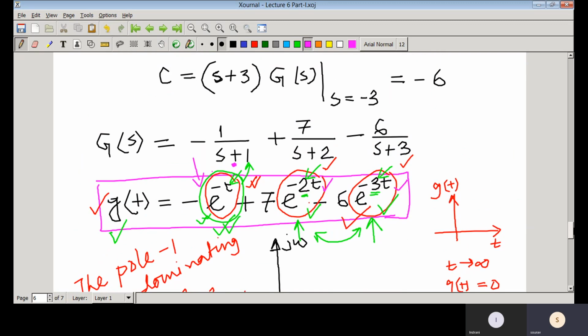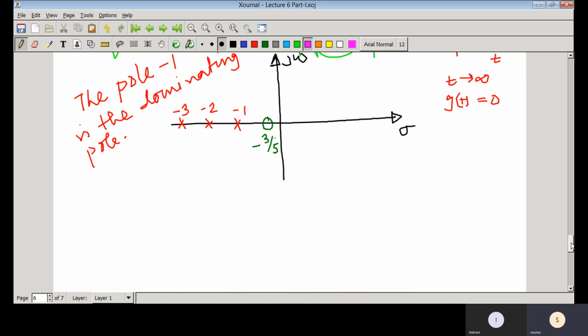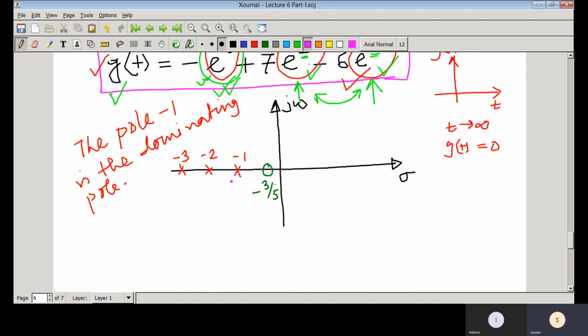That's why in this function, which has three poles, -1, -2 and -3, the pole -1 is the dominating pole. It is the pole which is closer to the origin. The pole which is closer to the origin is called the dominating pole.